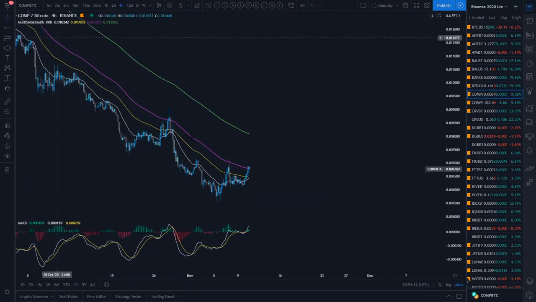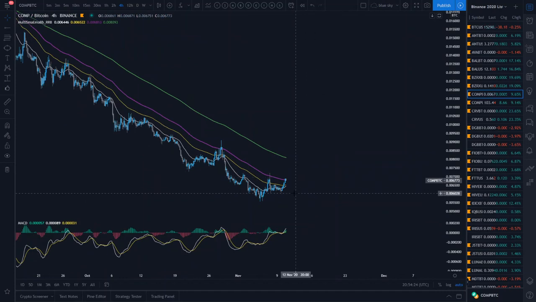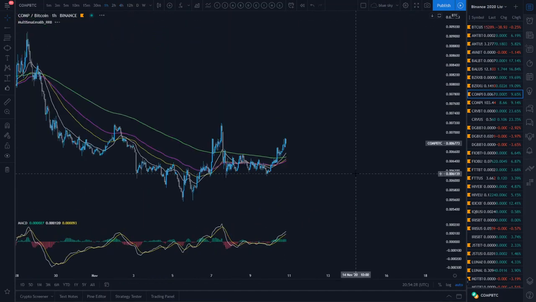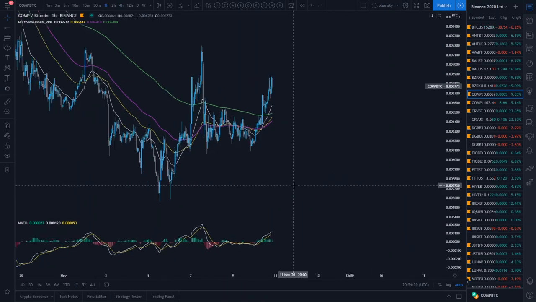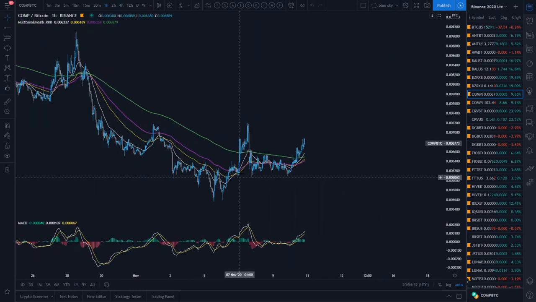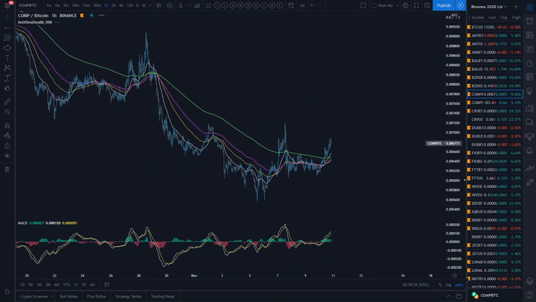Here it's the H4 time frame, and also looks like it's setting up. And let's look on the H1. Yep. Yeah, as you see, the cross is happening.